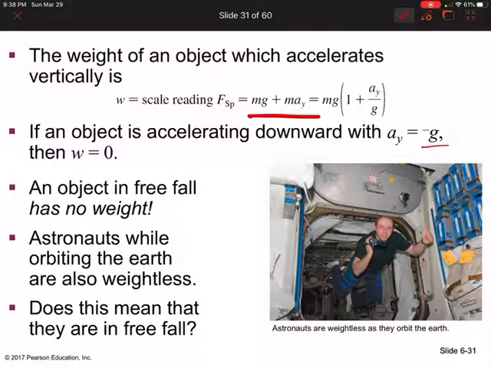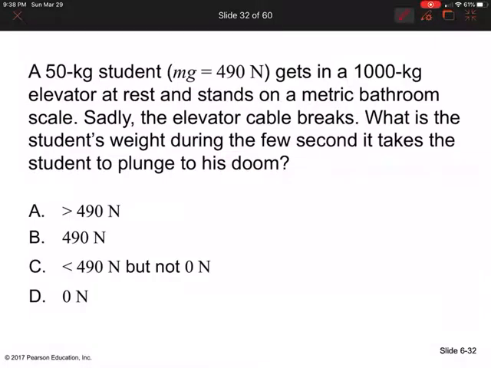So astronauts, when they're orbiting the Earth, they're considered to be weightless and in free fall. Okay, so this says that a 50 kilogram student gets in a 1,000 kilogram elevator at rest and stands on a metric bathroom scale. Sadly, the elevator cable breaks. What is the student's weight during the few seconds it takes the student to plunge to his doom?